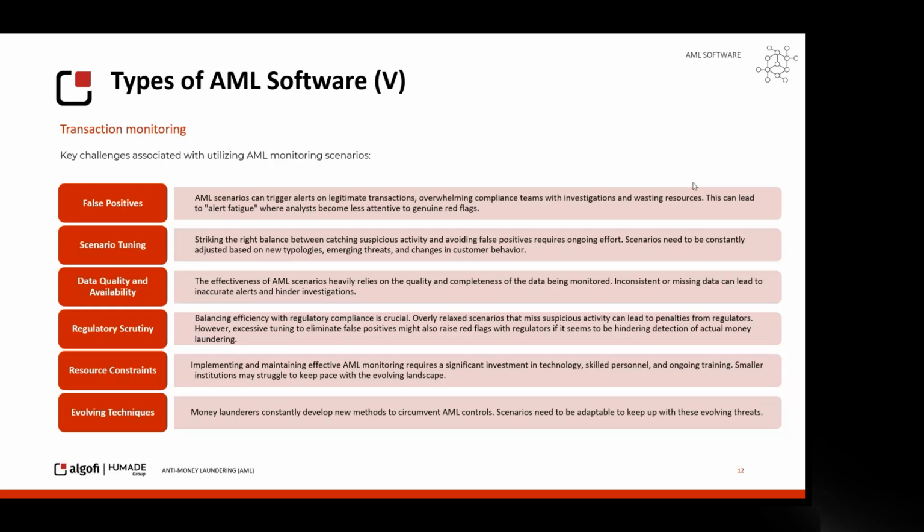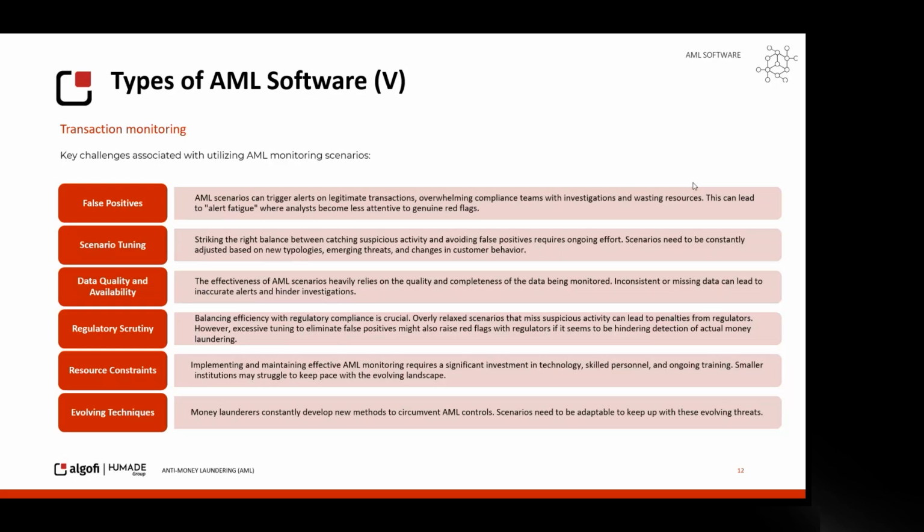Scenario tuning. Okay, so scenario tuning is actually used in order to try to minimize the false positives that were mentioned before. So basically, striking the right balance between catching suspicious activities and avoiding false positives requires ongoing effort. Scenarios need to be constantly adjusted based on new typologies, emerging threats, and changes in customer behavior.